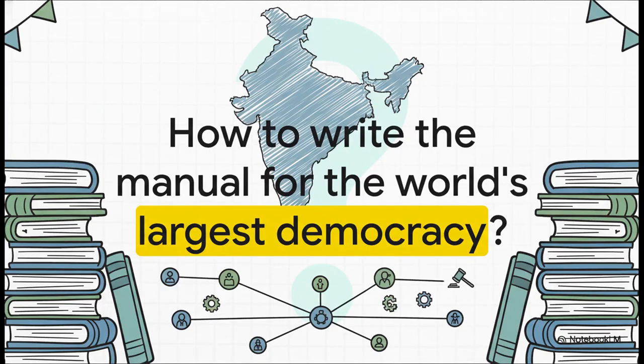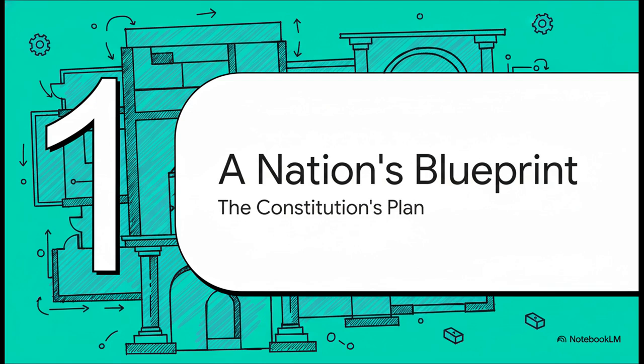I mean, just stop and think about that for a second. How on earth do you even start to design a single, coherent plan for a nation with over 1 billion people? It is a massive undertaking, but that's precisely what the Indian Constitution does. You see, it's not just some dry book of laws. It's a master plan. And just like any good blueprint, it's organized into really logical sections.